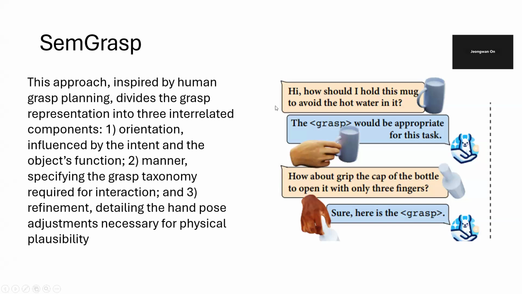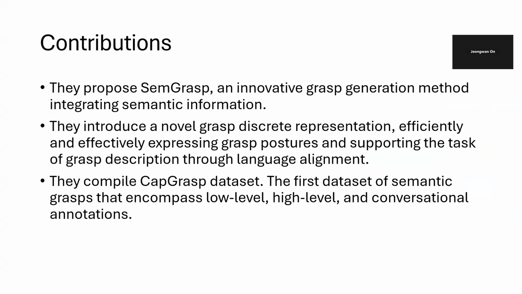This approach is inspired by human grasp planning. They divide the grasp into three interrelated components: orientation, influenced by the intent and the object's function; manner, specifying the grasp taxonomy required for interaction; and refinement, detailing the hand pose adjustments necessary for physical plausibility.